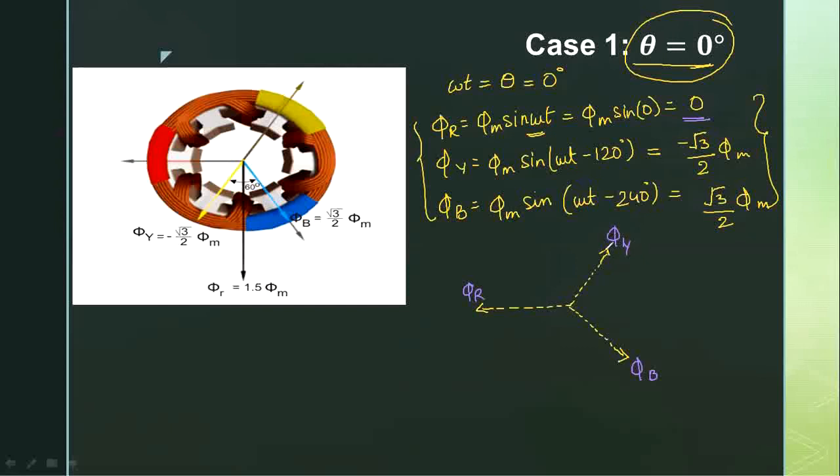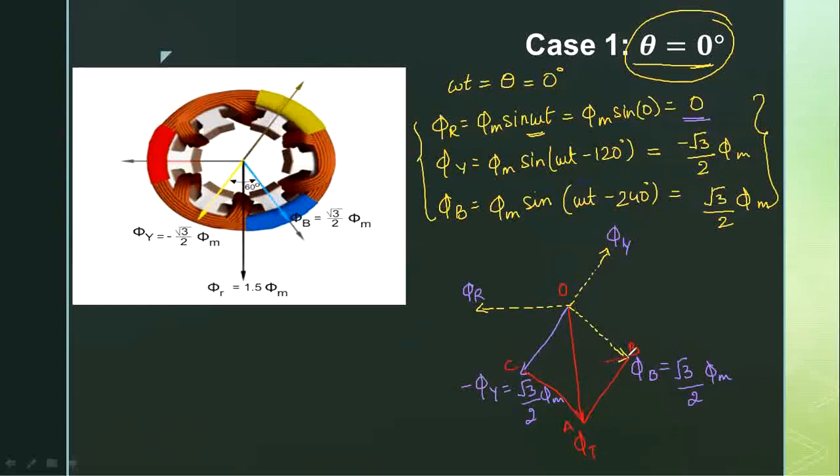In order to get minus phi Y, we have to extend this phi Y in the opposite direction. So this is minus phi Y, which has a value of root 3 by 2 phi m. And phi B is a positive value, having a value of root 3 by 2 phi m. Now in order to get the resultant, first we will complete this parallelogram, and then this is the resultant, which is phi T. So now let us mark here O, A, B, C. And this is basically a rhombus.